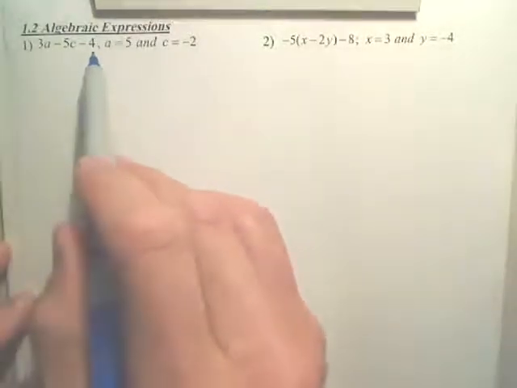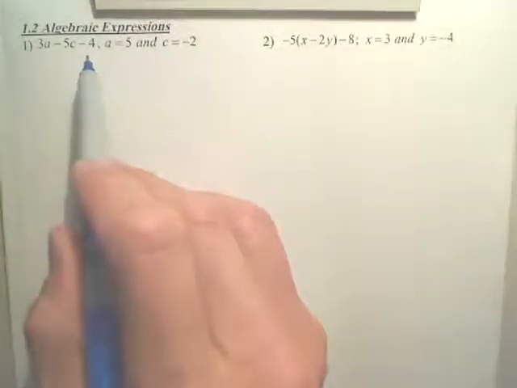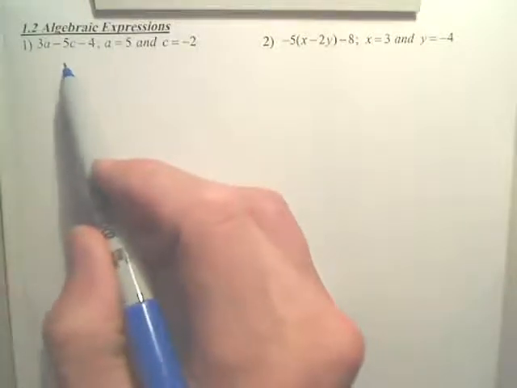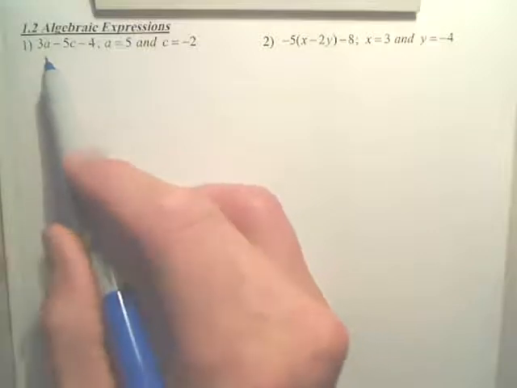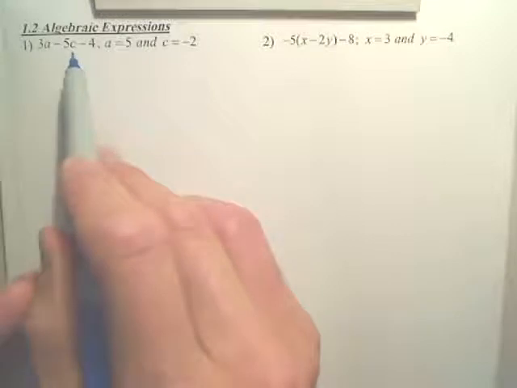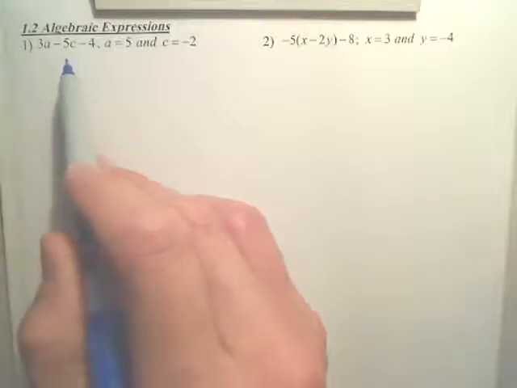This right here is an algebraic expression. There are letters and numbers. It's expressing something. It's not an equation. There's no equal sign. We want to plug in an A value and a C value and then find out what the output would be.